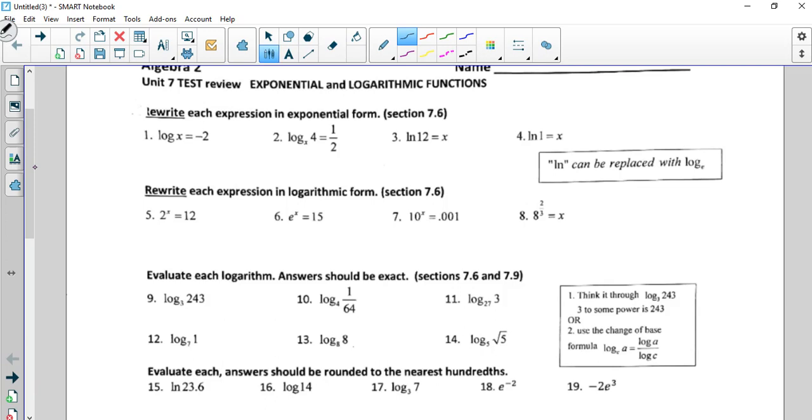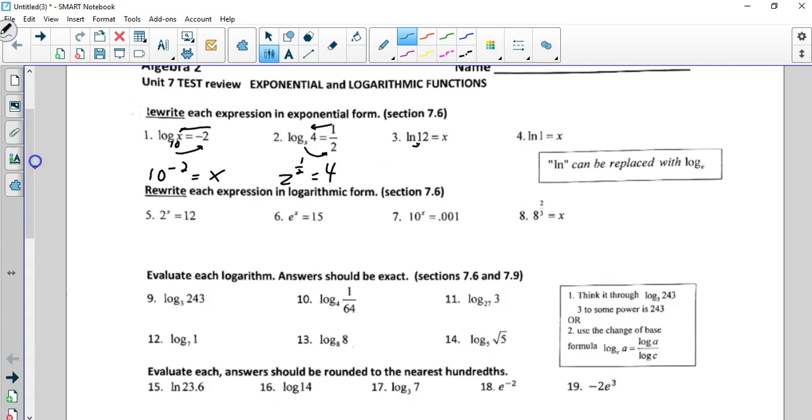So numbers 1 through 4 we're rewriting in exponential form. So remember, this is log base 10. We don't have a 10 there, so we fill it in, and then we swish and flick. So we always start at the base. 10 to the negative 2 equals x. Here we have z to the 1/2 equals 4. Swish and flick. That's it. That's all we do.